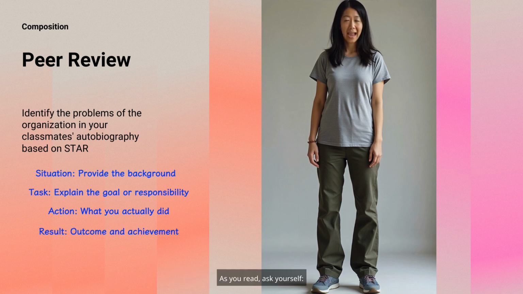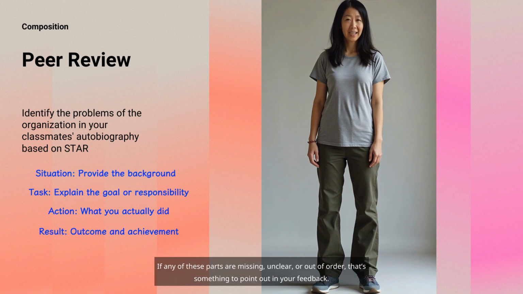As you read, ask yourself, is the situation clearly stated at the beginning? Do I understand what the person was responsible for? Are the actions specific and easy to follow? Is there a clear and meaningful result at the end? If any of these parts are missing, unclear, or out of order, that's something to point out in your feedback. Use STAR as your guide for giving helpful, organized, and constructive comments.